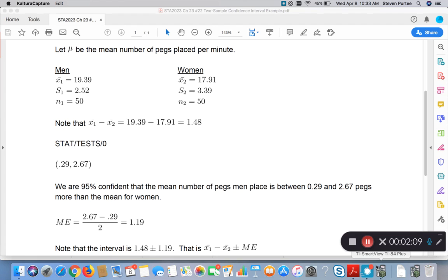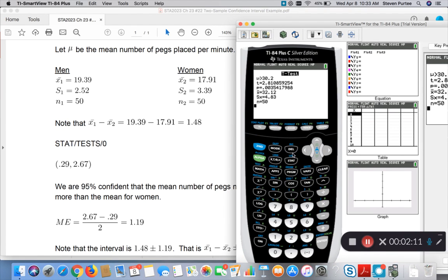Okay, so we go to our calculator. Remember, with the mean stuff, we're only using 2, 4, 8, and 0. This is a confidence interval. So the two-sample t interval is button 0. We have two groups. We're only doing t's, and it's an interval.